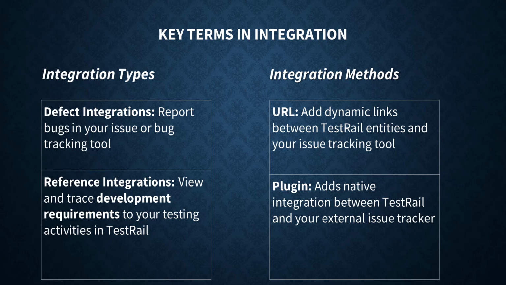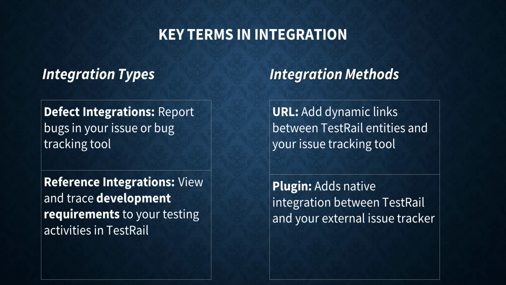The plugin integrations take this a step further by allowing you to view information from your external issue tracker right within TestRail and even create new issues without leaving TestRail. We don't need to use all the listed integration options. In this demo, in the first part, we will see how to use defect URLs, and in the second part, we will cover defect plugin integration.